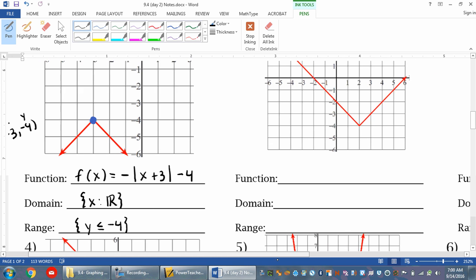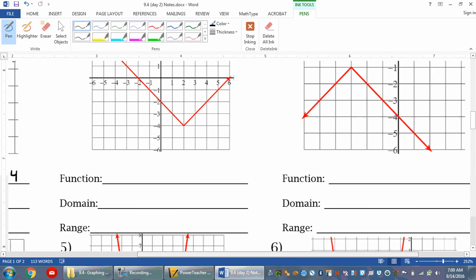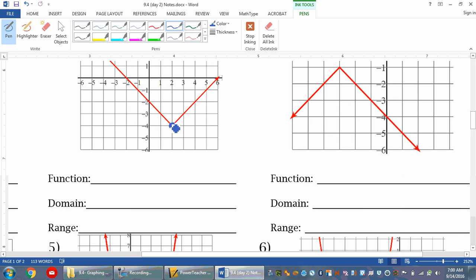All right, let's move on to number 2. Again, let's identify the vertex. The vertex is at 2, comma, negative 4, which is the absolute value. Again, like always, I'm always going to start with f of x equals. Since it's an absolute value, let's start with the bars. Remember, it's the opposite sign for the bars. Instead of 2, it's x minus 2, close your bars, and it's the same sign, negative 4.